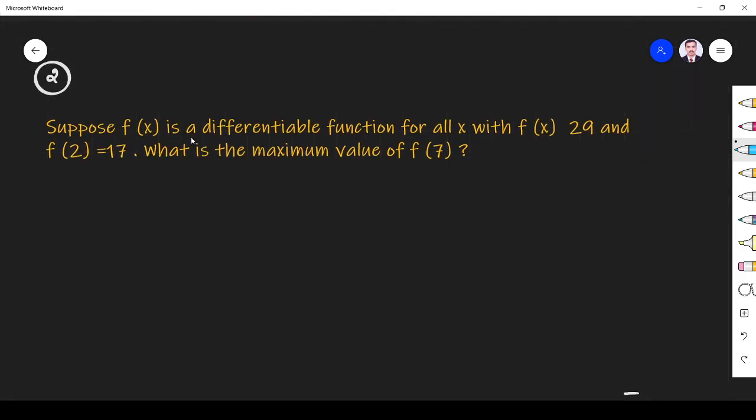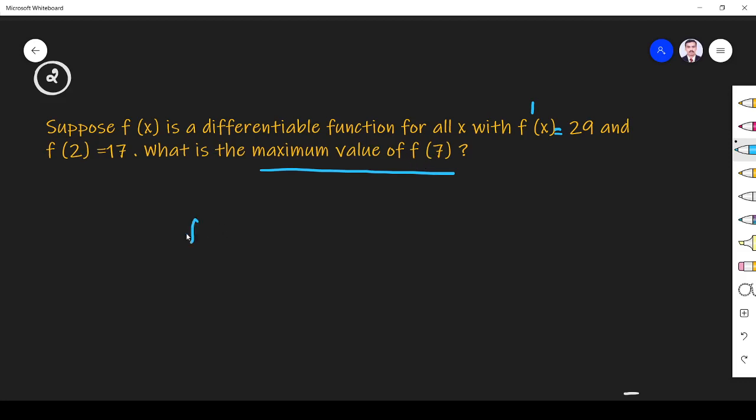Next one, suppose f of x is differentiable for all values of x with f dash of x equal to 29 and f of 2 is 17. What is the maximum value of f of 7, right? It is not f of x, it is f dash of x that is given, and f of 2 is given. They are asking what is f of 7. I don't know whether f of 2 and f of 7 are equal or not. In Rolle's theorem this must be equal, but I don't know, so I apply Lagrange's theorem.